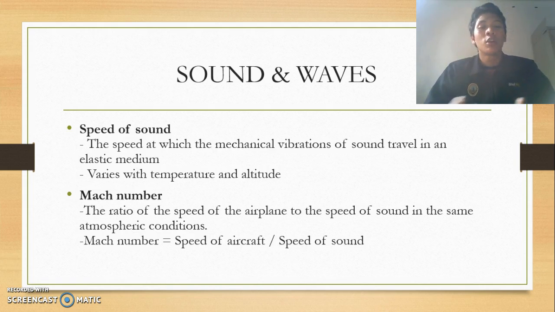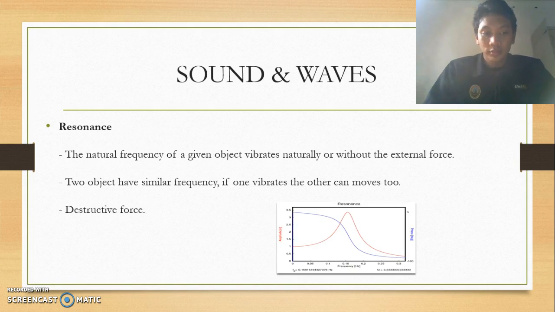The speed of sound is the speed at which the mechanical vibration of sound travels in an elastic medium; it varies with temperature and altitude. Mach number is used to identify the ratio of the speed of an airplane to the speed of sound in the same atmospheric conditions. Mach number is calculated by the speed of aircraft divided by the speed of sound.